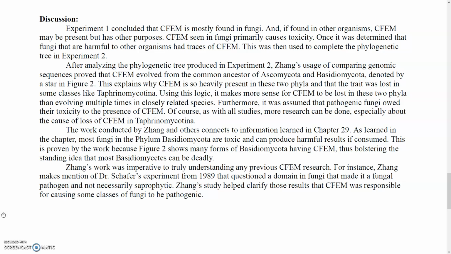I want to take a moment and look at previous research that was done by Dr. Schaefer in 1989, where he actually hypothesized that there was a domain in fungi that made certain fungi pathogenic, and not necessarily saprophytic. It was Zhang's study that helps clarify that this hypothesized domain was actually CFEM. There is certainly much more work to be done on differentiating certain phyla in the phylogenetic tree of fungi. Zhang's work is only one of the many missing pieces.